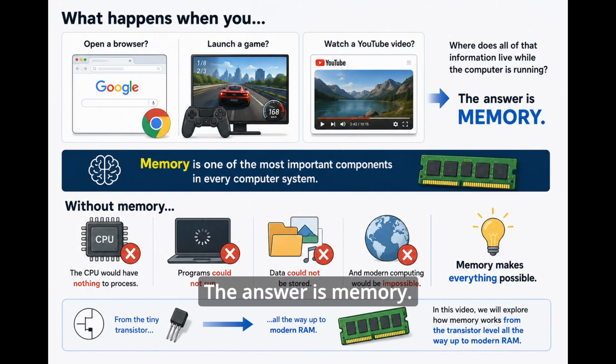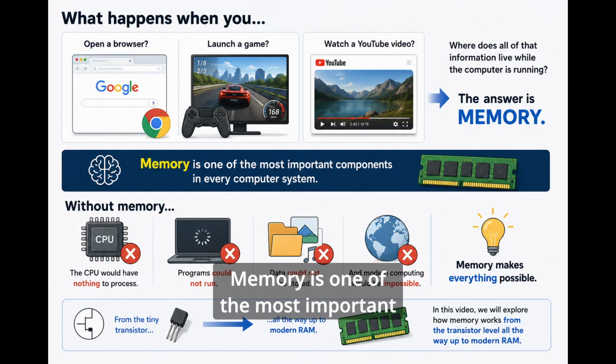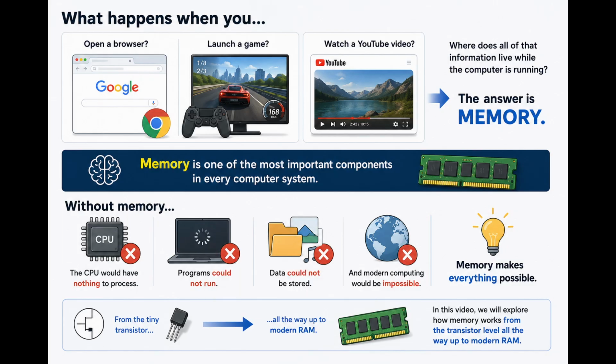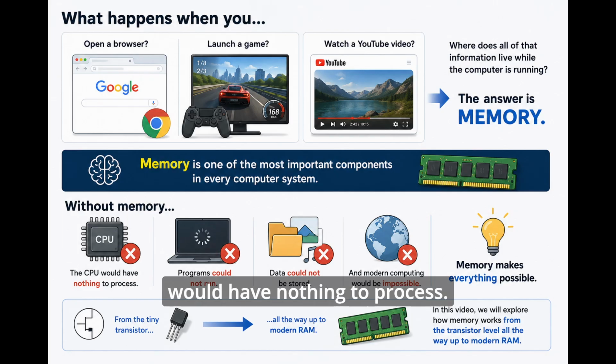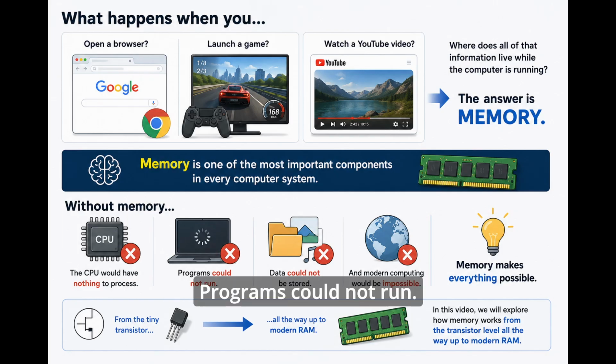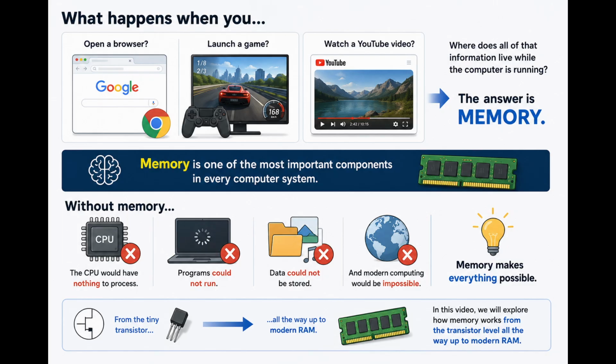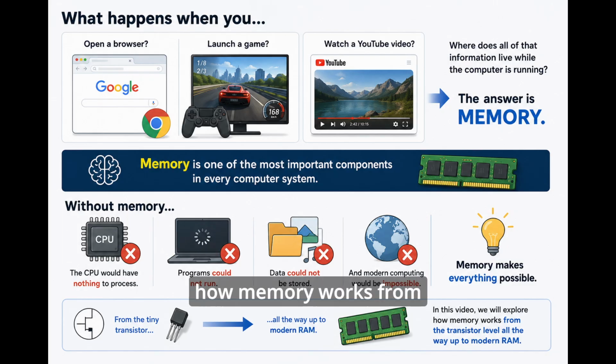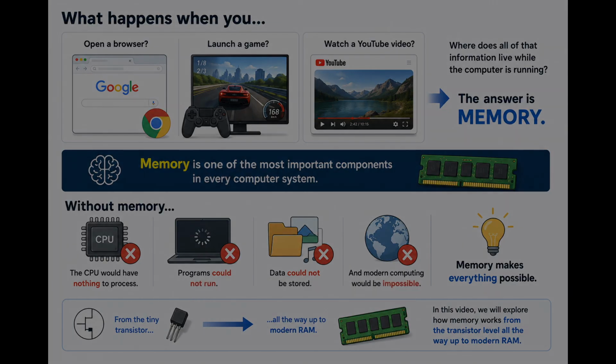The answer is memory. Memory is one of the most important components in every computer system. Without memory, the CPU would have nothing to process. Programs could not run. Data could not be stored. And modern computing would be impossible. In this video, we will explore how memory works from the transistor level all the way up to modern RAM.